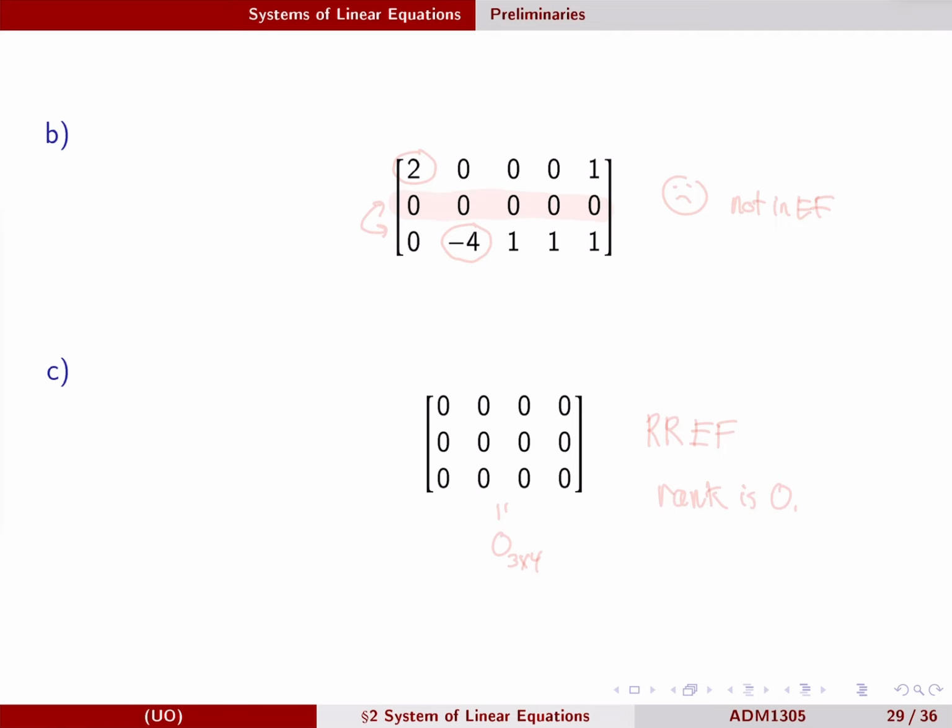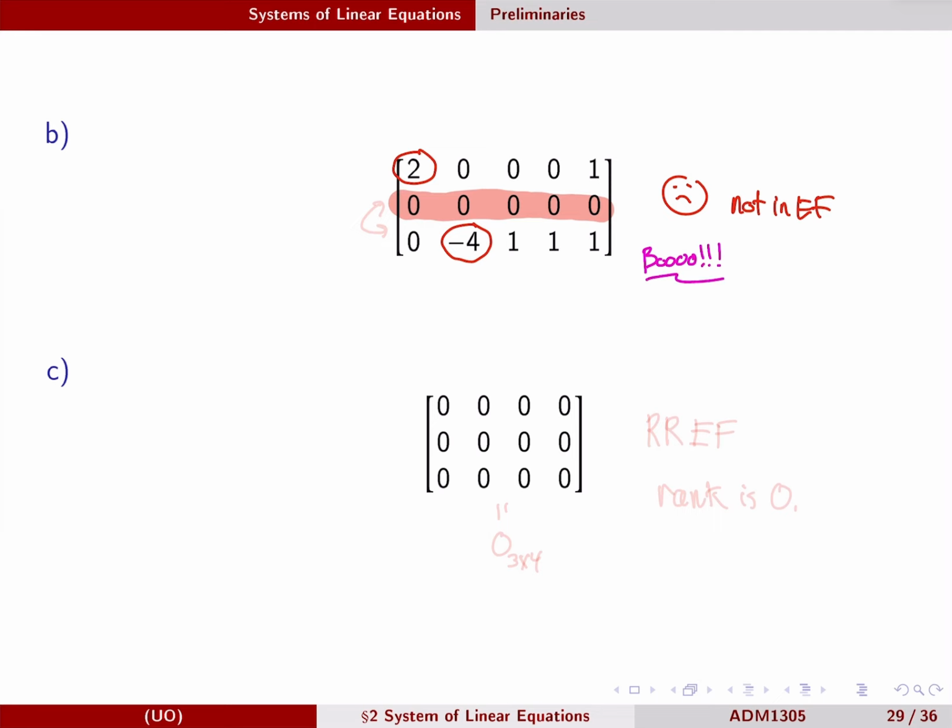Next example. So let's find our leading coefficients. In the first row, we have 2. Our second row is filled with 0, so we have none. And then for the last row, the third row, we have a -4. Is this matrix in echelon form? The answer is no. And the reason why it's not in echelon form is that we have a row of 0, and that row of zeros is not at the bottom of the matrix. So this matrix is not in echelon form. So that's it for that one.